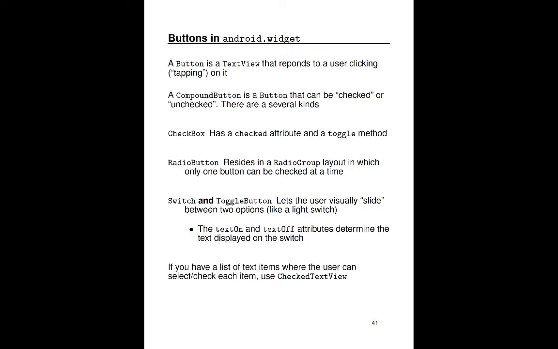Radio button represents one of several buttons in a radio group, only one of which can be checked at any given time. And then there's switch and toggle button, which are widgets that let the user visually slide between two options, like a light switch. These buttons have two text states, the on text and the off text. And then as the user slides, that'll determine which text is displayed. You may also want to investigate the checked text view if you have a list of text items where the user can select multiple.